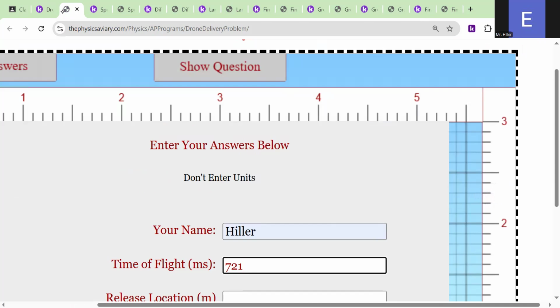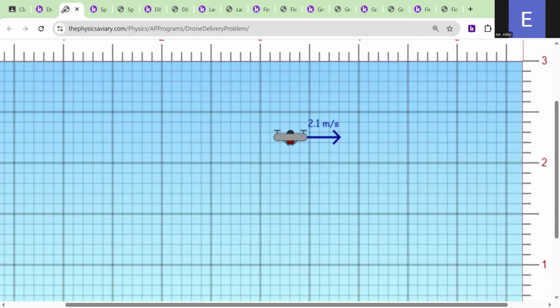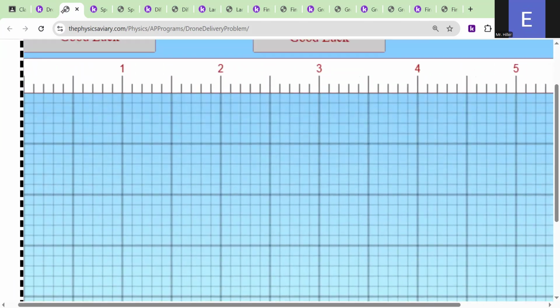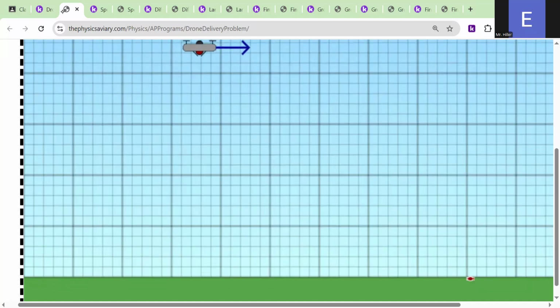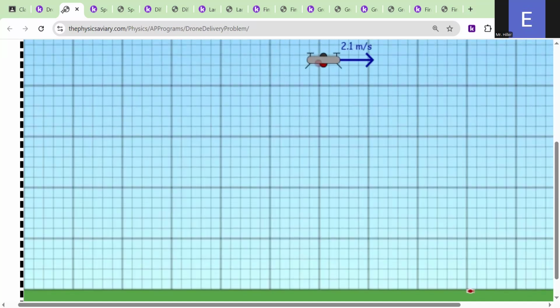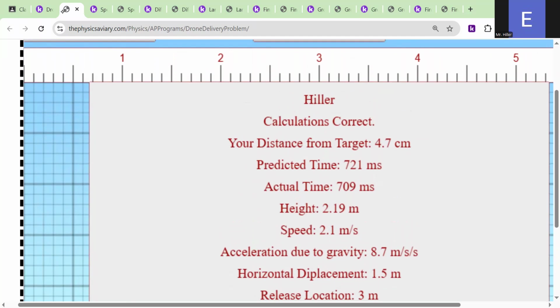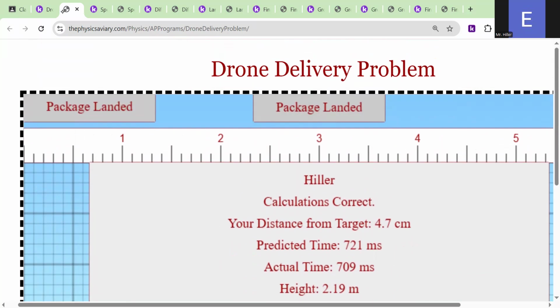All right. My release location was exactly at 3. So what it's going to do, it's going to go through, and when it gets to 3 meters, it's going to release it. And we will see if it hits my target. Right on target. Perfect. Hopefully you were able to get that correct and hit the target as well. If so, then let's move on to question number 2.